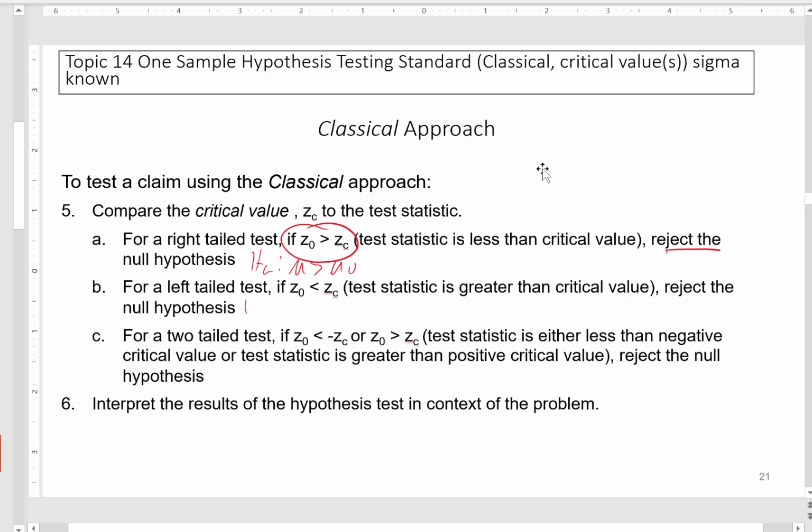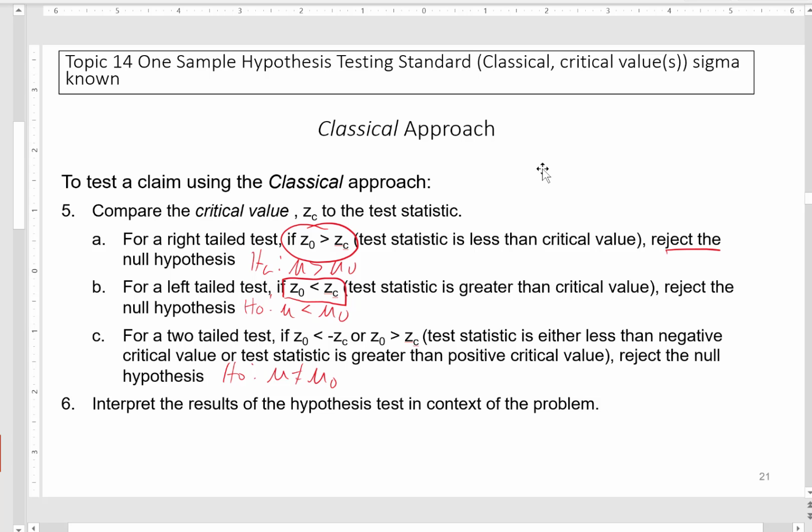For the left-tailed test, mu less than mu naught, if my test statistic is less than the critical value, which of course will be a negative number, I would reject the null hypothesis. And then for that two-tailed test, mu not equal to mu naught, if my test statistic is less than my critical value, I would reject, or if my test statistic is greater than my critical value.